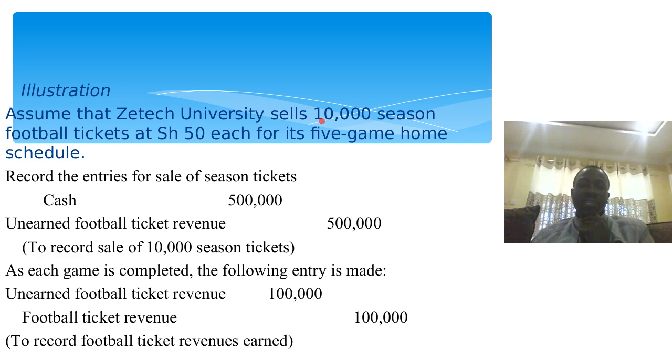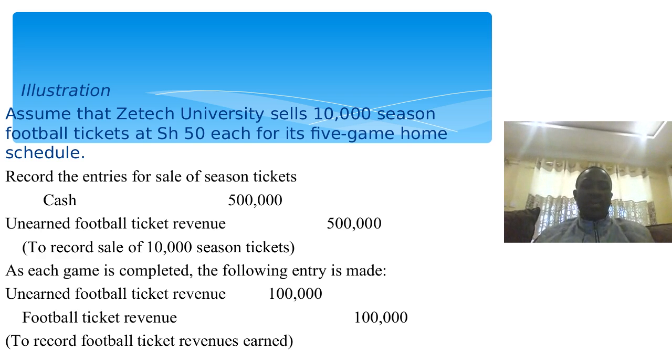And then we have 10,000 fans. So 10 shillings times 10,000 gives us 100,000 shillings. So we debit the unearned football ticket revenue 100,000, and then credit the football ticket revenue 100,000. So this is now to recognize or to record the football ticket revenue earned.